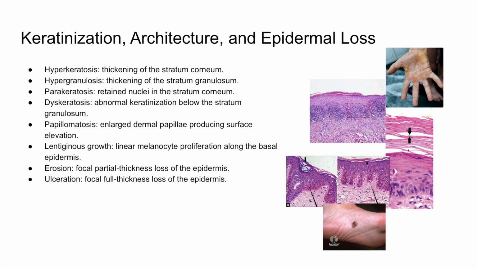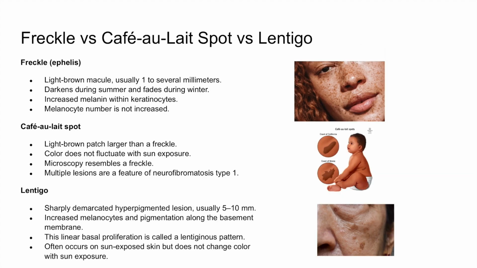And then finally, an erosion is a partial thickness epidermal loss and generally heals without scarring, whereas an ulcer, like we said, represents complete epidermal loss extending into that dermis and can heal with a scar. So freckles, café au lait spots, and lentigines are all flat brown lesions, but their biology differs.